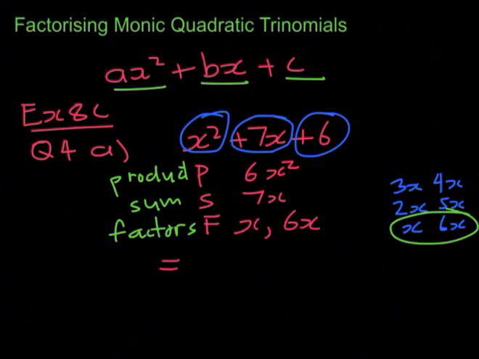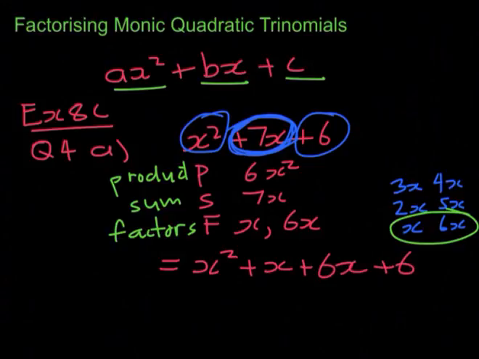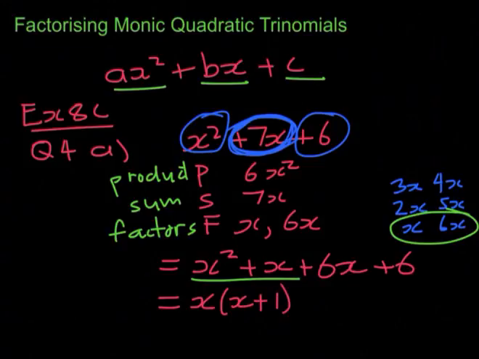So the whole purpose of the PSF method is to split up this 7x into 2 separate elements. What we do is start writing out the original expression again, but now we've split up the 7x into x plus 6x, and then finally we've got the plus 6 at the end. Last thing to do is to go through the process of factorising this expression. If I look at the first 2 terms and find a common factor, when I take out that common factor of x, what I'm left with is x plus 1.